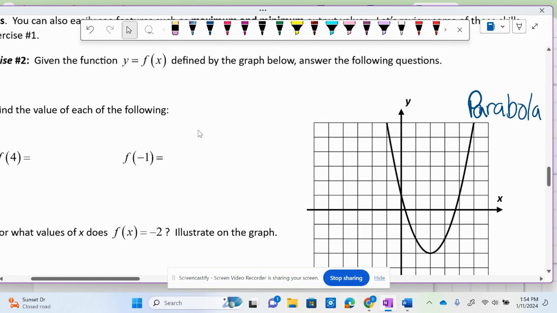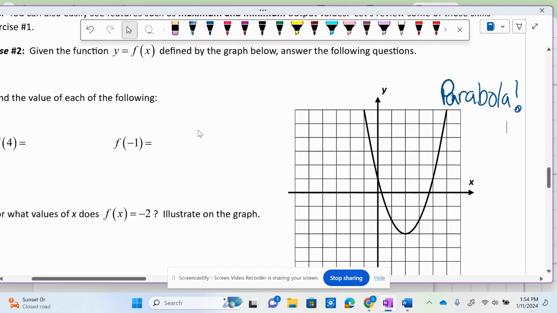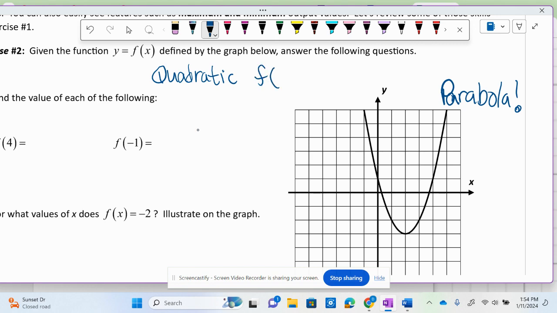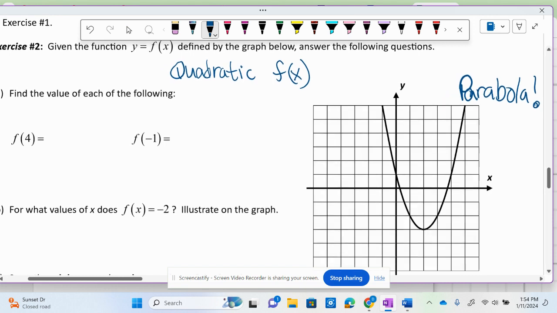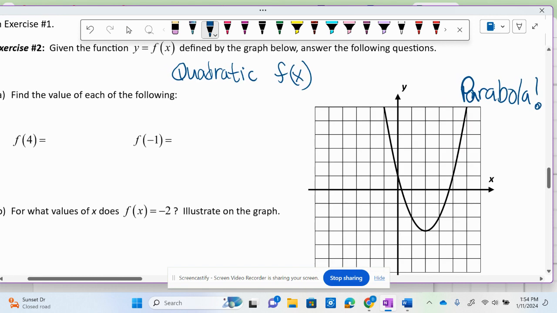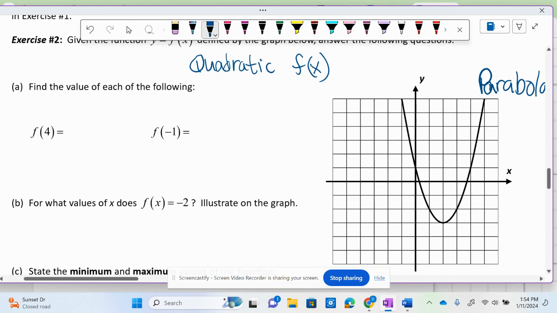Parabolas come from what kind of functions? Quadratic. Who said that? Good job. It's quadratic. Trishawn said quadratic. So this is a quadratic function. That means that x is squared. So it says find the value of the following, f of 4. What does that mean? It just means let x equal what? Yeah, let x equal 4.